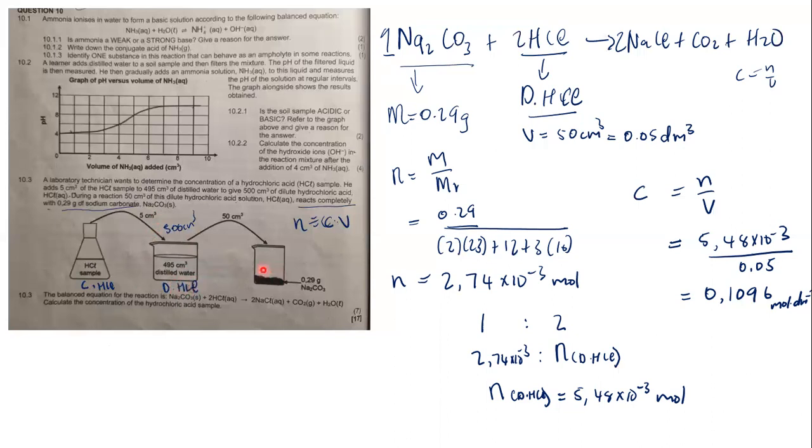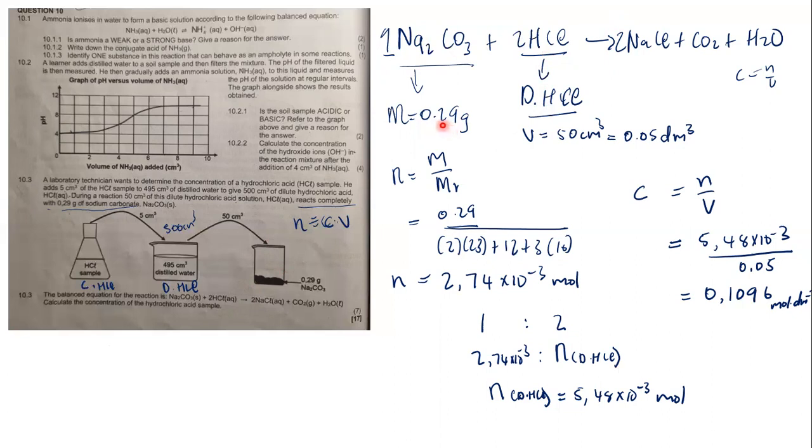So in this beaker we have 500. We just took only 50 from 500. And this 50 of HCl is from the diluted beaker, hence why we say it's a diluted one. This 50 cubic centimeter of diluted hydrochloric acid is going to react completely with sodium carbonate in this beaker, but the mass of this sodium carbonate is 0.29 grams, right?